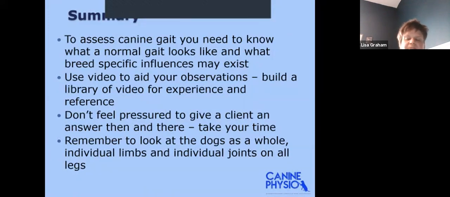Using video is an absolutely fantastic way to be dealing with gait. Not only does it aid your observations, but it's going to allow you to build up a library of video for your own experience and for reference. If I've got video of 15 Rottweilers, I can go back and think, those 15 moved really well, and this one in front of me today doesn't look that great.